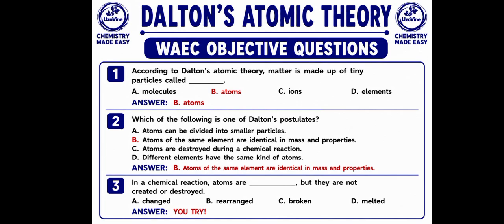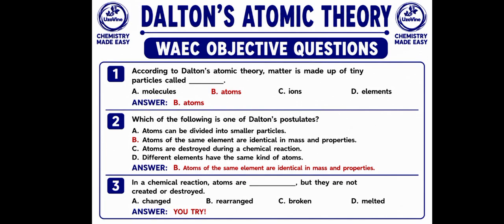Number 2, which of the following is one of Dalton's postulates? A, atoms can be divided into smaller particles. B, atoms of the same element are identical in mass and properties. C, atoms are destroyed during a chemical reaction. D, different elements have the same kind of atoms. The correct answer is B, atoms of the same element are identical in mass and properties.